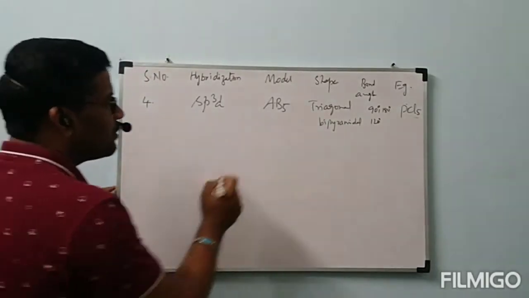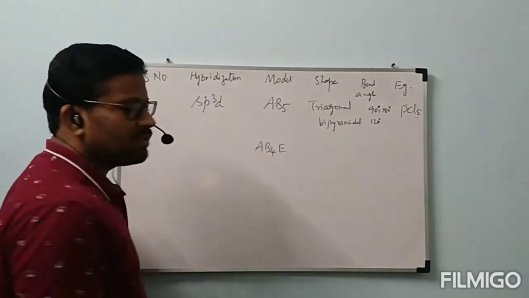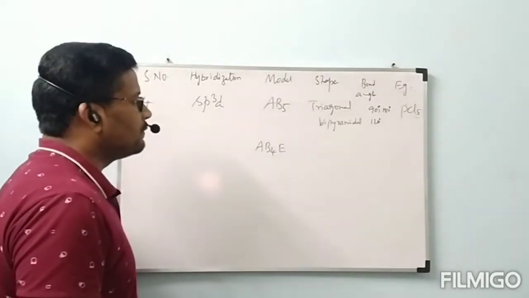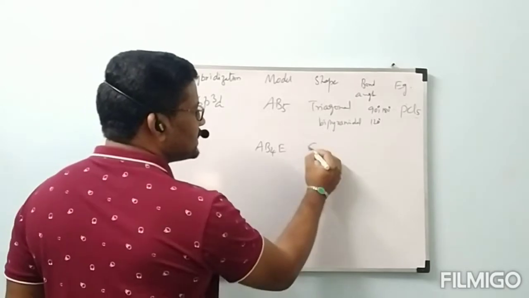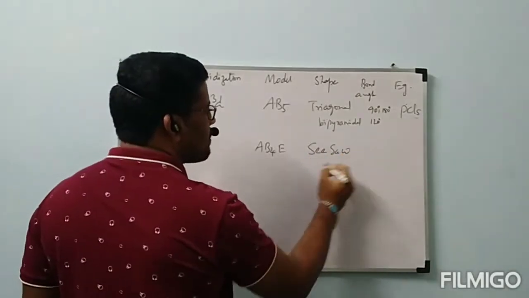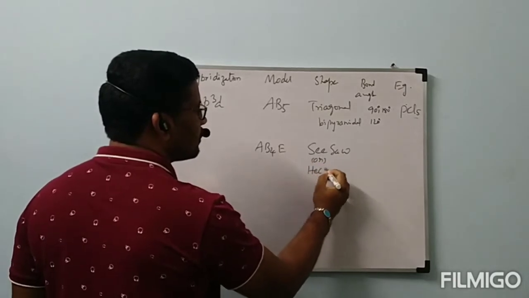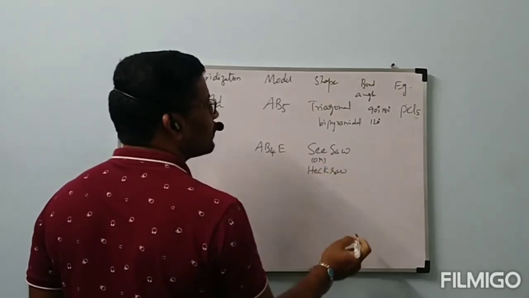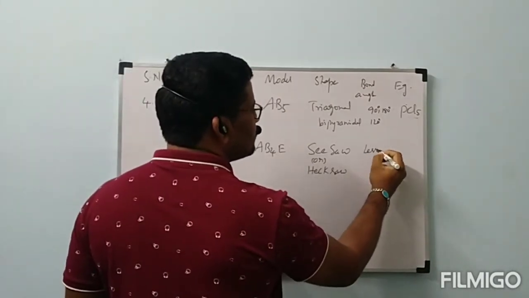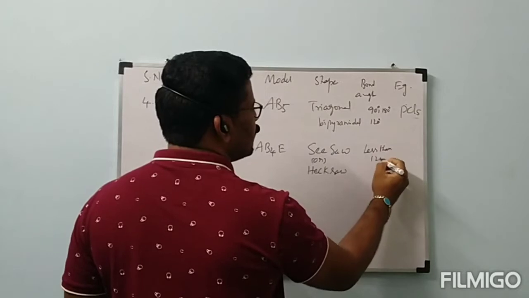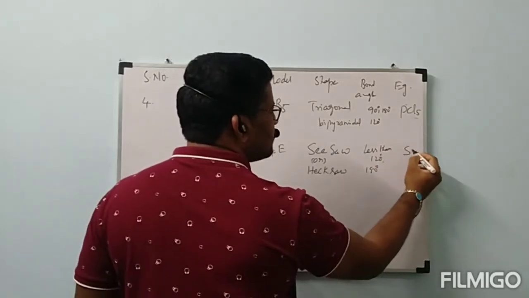Under this fourth model only, AB4E. AB4E means 4 bond pairs, 1 lone pair. You will get seesaw structure, seesaw or hexa. Bond angle less than 120, less than 180. Example SF4.